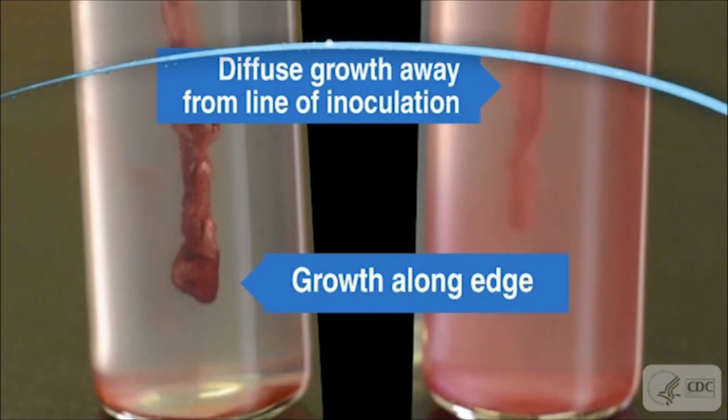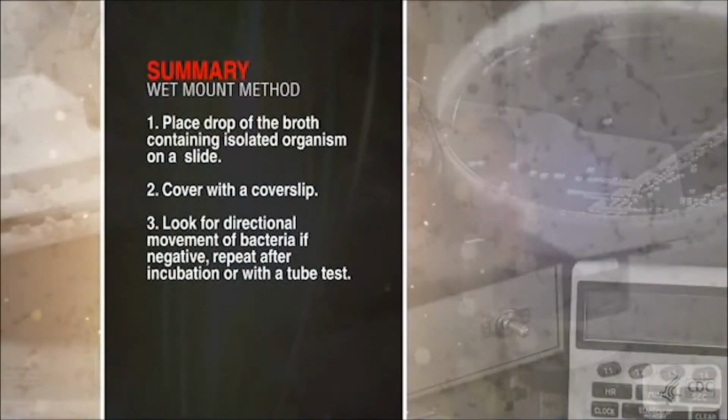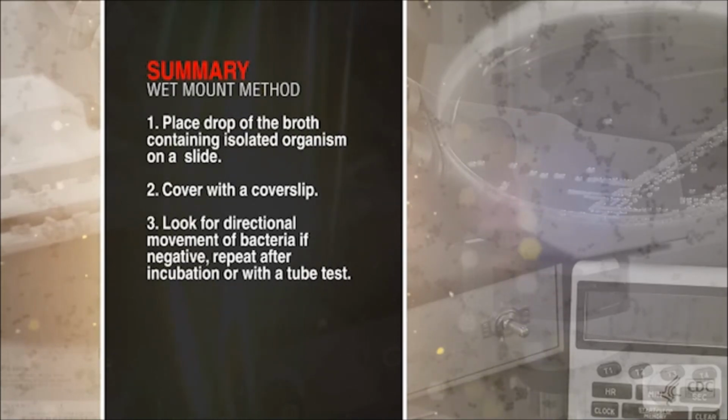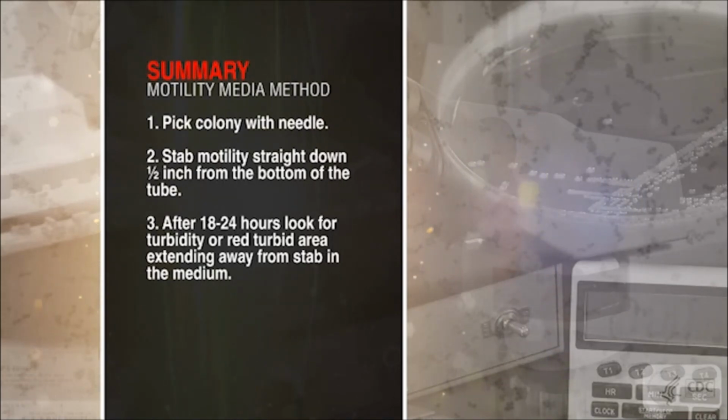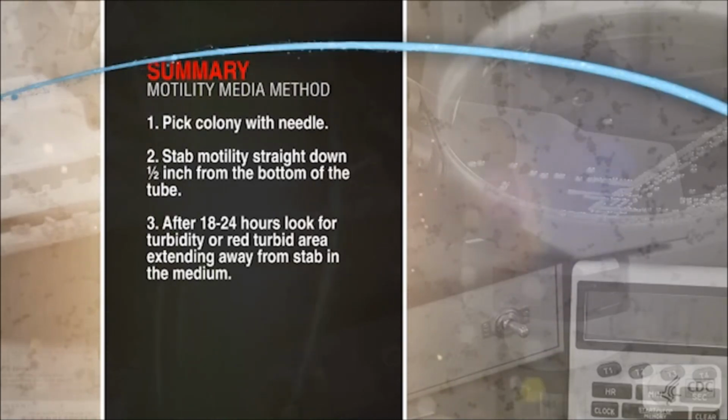To review, for wet mount, place a drop of the broth containing the isolated organism on a slide. Cover with a cover slip. Look for directional movement of bacteria. If negative, repeat after incubation or with a tube test. For motility media with or without TTC, pick a colony with a needle. Stab the motility medium straight down to 1/2 inch from the bottom of the tube. After 18 to 24 hours, look for turbidity or a red turbid area extending away from the stab in the medium.